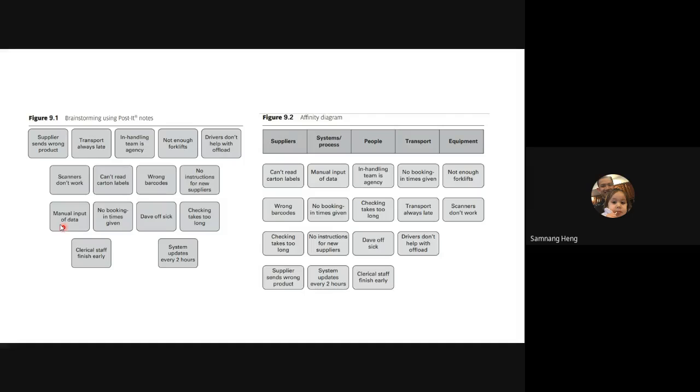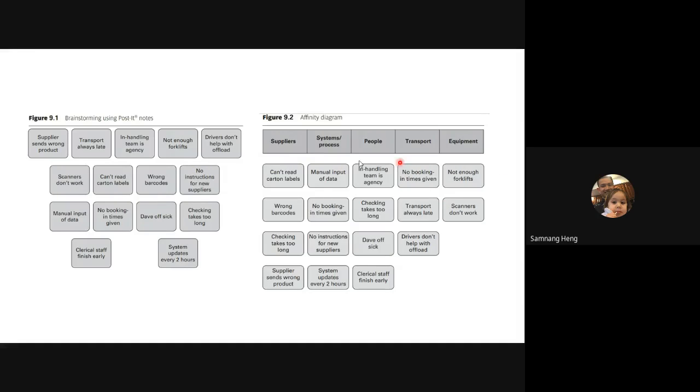But the only difference is that you categorize them into their own category, put them into their own category. If a problem is related to the system process, you do the same thing. Problem related to the people, you do the same thing and so on. Any issue related to transportation, you put it here. Equipment, you put it here.